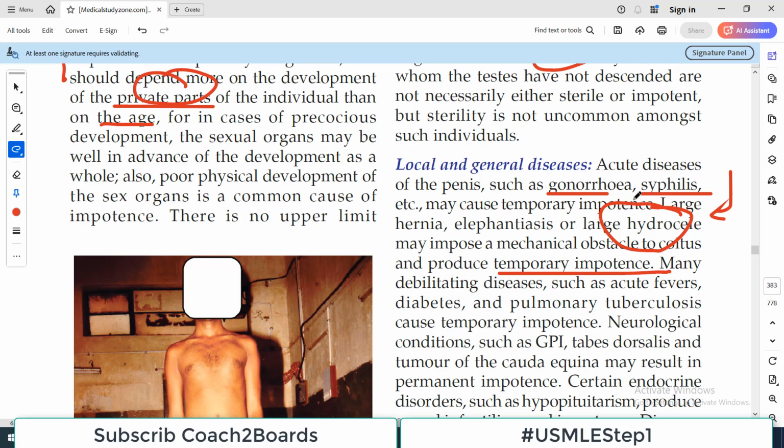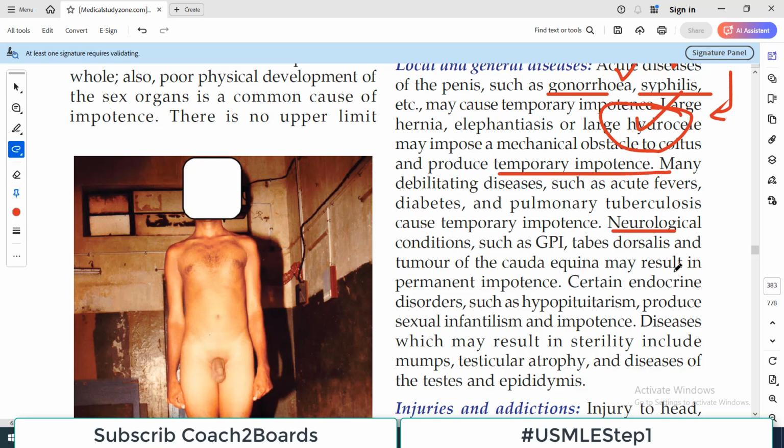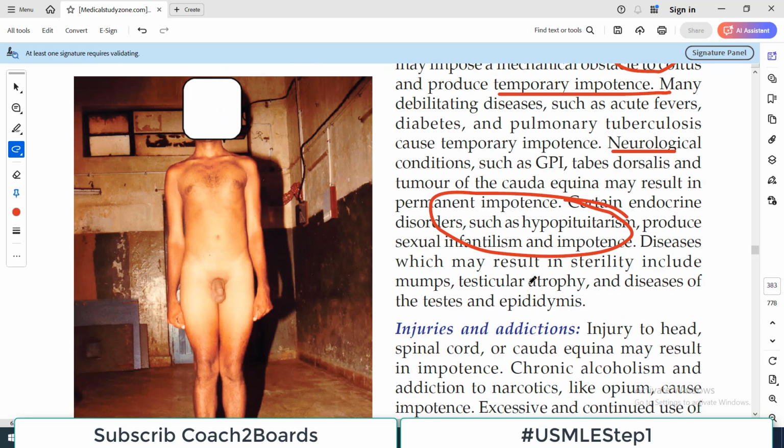So there can be diseases which can affect the process of erection either temporarily or permanently. There can be local diseases such as gonorrhea, syphilis, hydrocele. There can be general diseases such as a neurological problem or maybe diabetes. You know, these are generalized problems. Hypopituitarism and hypothyroidism, for example, can lead to impotence as well as infertility.